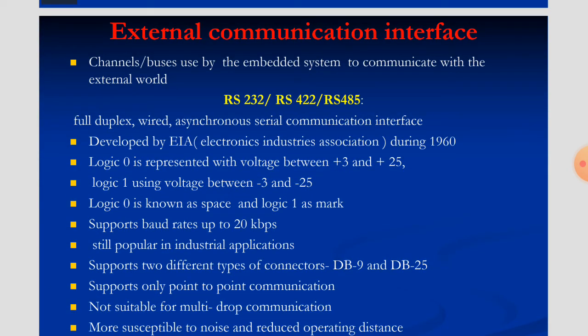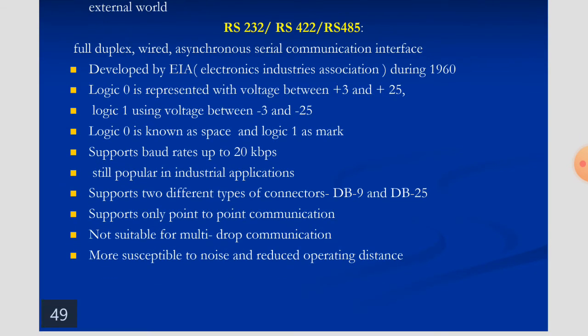Next, after completion of onboard communications, you should know how communication happens outside the board. If you have connected different serial ports, different parallel ports, or different peripheral devices, how are you going to send the data from the IC or from the board to the outside of the board? Here you are going to use different communication channels. First one, RS-232, or it's also known as RS-422. In some cases you are going to use RS-485. So these are different serial communication interfaces.